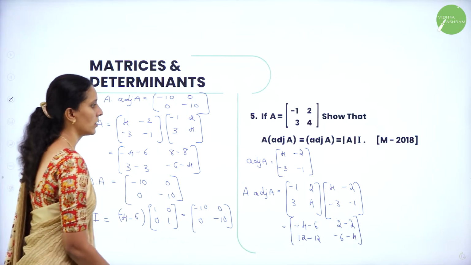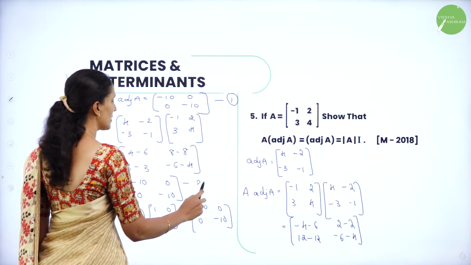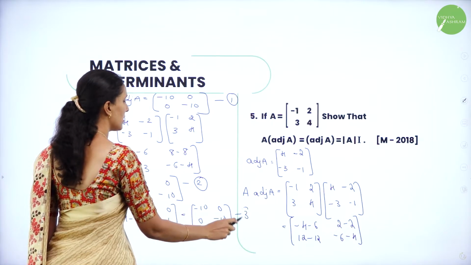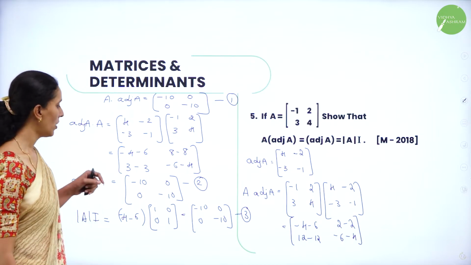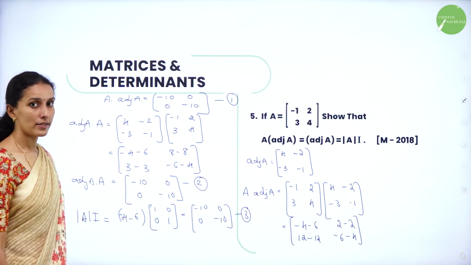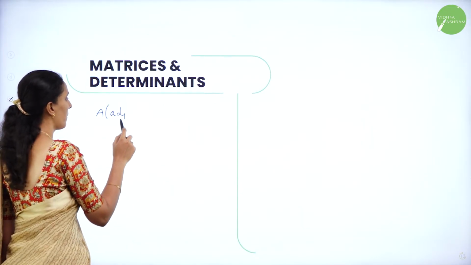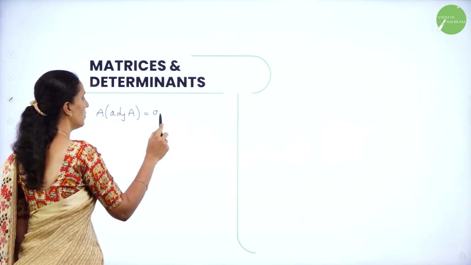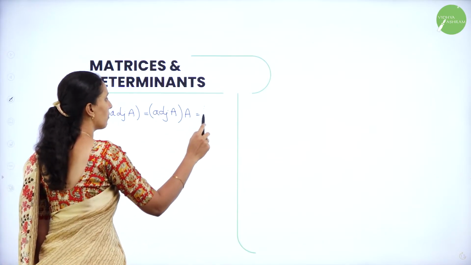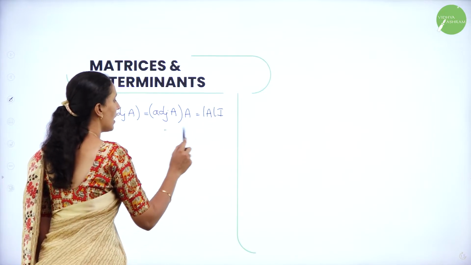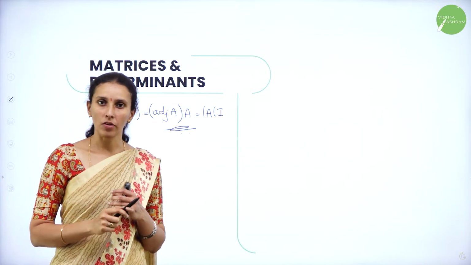So here let me take this as equation 1, let me take this as equation 2 and let me take this as equation 3. Observe all the matrices 1, 2 and 3. They are one and the same. So therefore what we can conclude? A into adjoint A is equal to adjoint A into A is equal to determinant A into I. This can also be verified for 3 cross 3 matrices also.